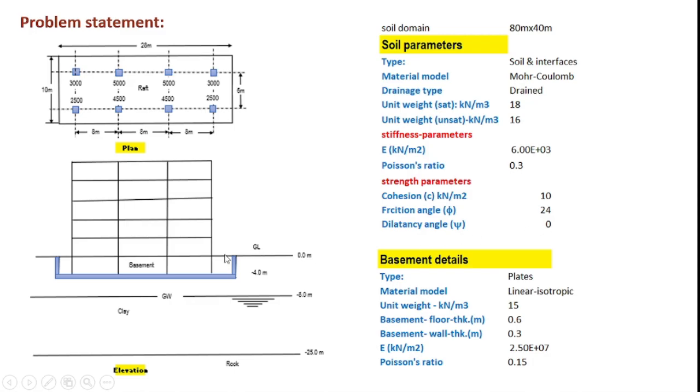And the basement essentially consists of the basement walls and the basement floor. The basement wall will be having a thickness of 0.3 meters, whereas the floor will have a larger thickness of 0.3 meters. And for all, the material will be concrete that can be represented through a linear isotropic model. And the E value is assumed as 2.5 into 10^7 kN per meter square with a Poisson's ratio of 0.15. So let us start the PLAXIS modeling.